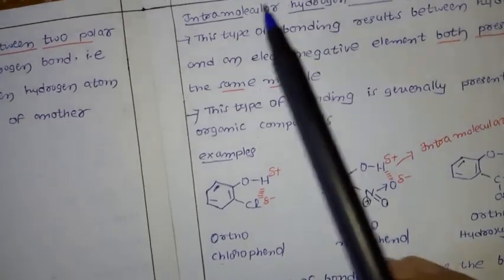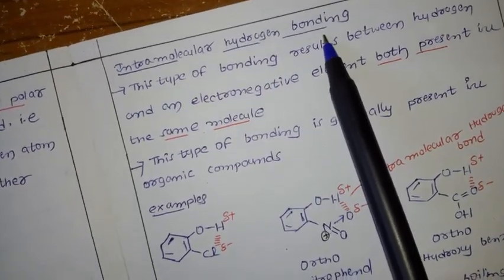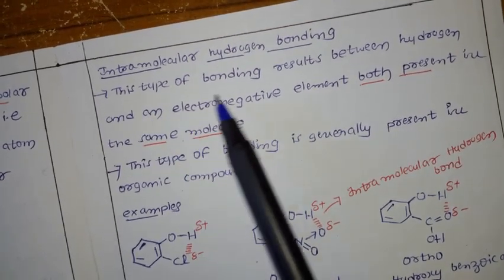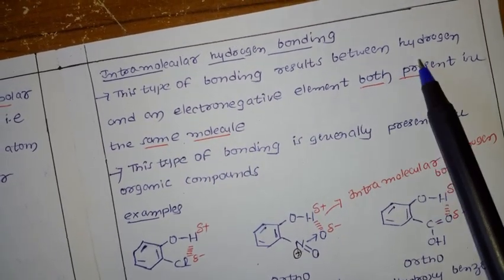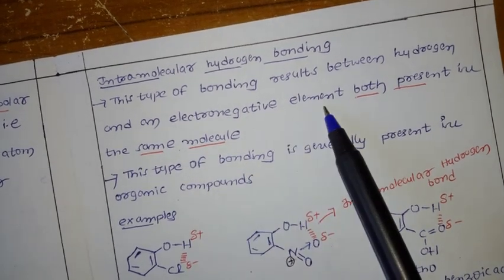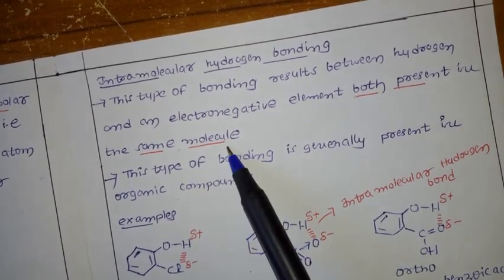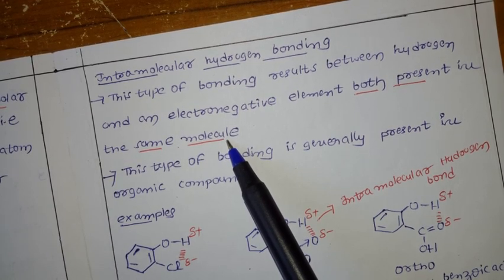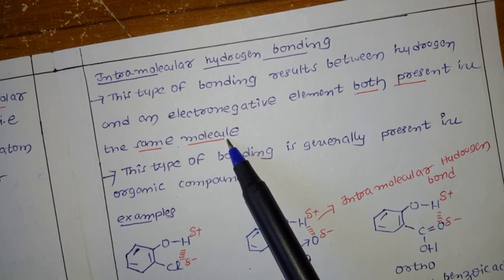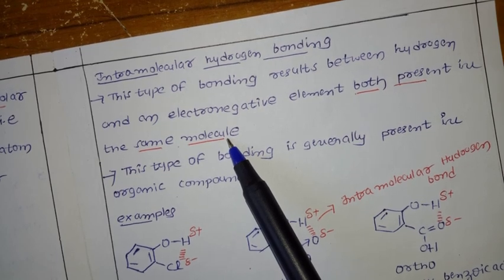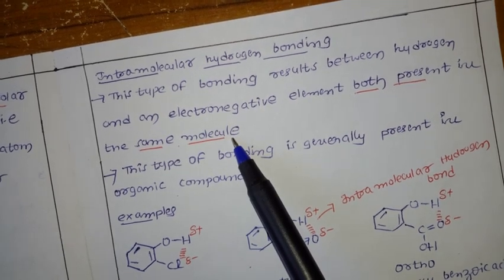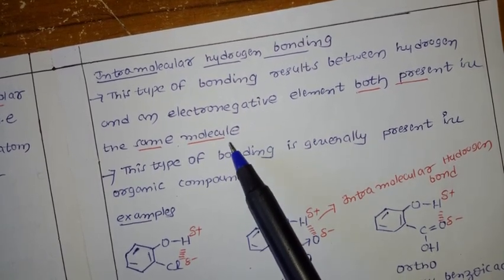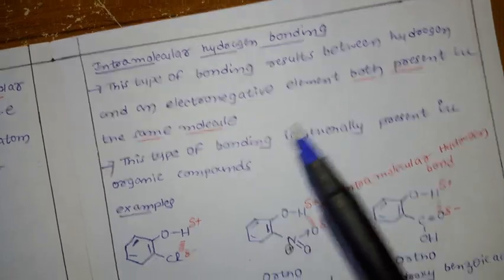Next we have intramolecular hydrogen bond. Intra means within the molecule. This type of bonding results between hydrogen and an electronegative element both present in the same molecule. Just now what we discussed, in the case of inter, the hydrogen atom is present in one molecule and the oxygen atom in another molecule. But in this case, the electronegative element and hydrogen are present in the same molecule. Let us discuss with an example.